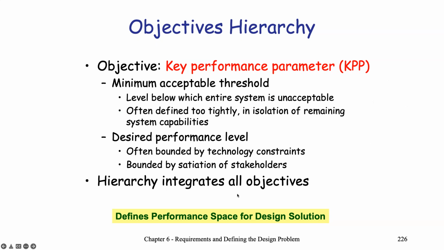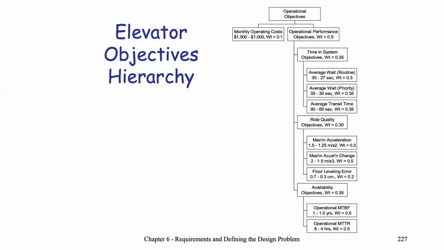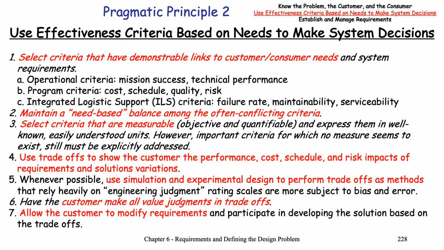Then there's a hierarchy that integrates all the objectives, and you're going to see the key performance parameters along with others. Here, for the elevator example, is just to show you how it could look for an objective hierarchy. You have the operational objectives, the operational cost and performance objectives, and then the performance objectives. There's a lot more detail, and even detail below those things that we're trying to show there.